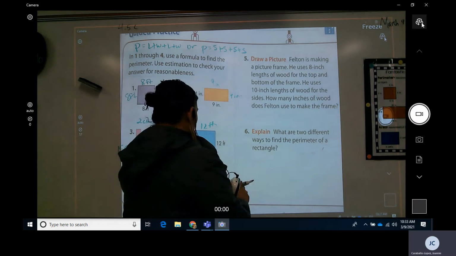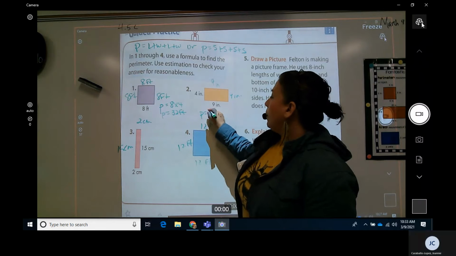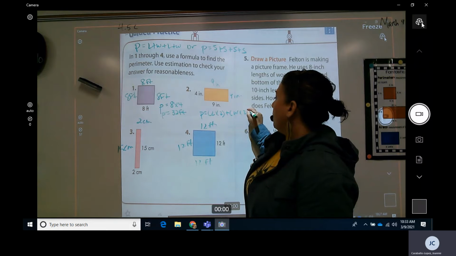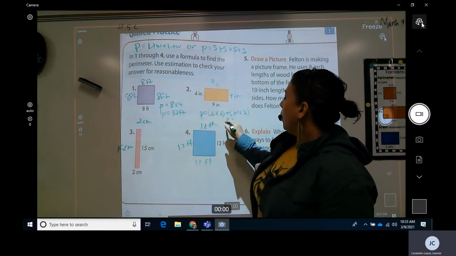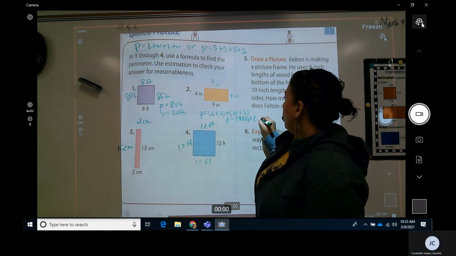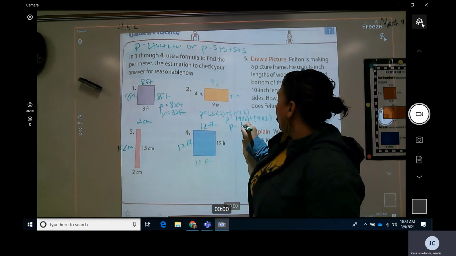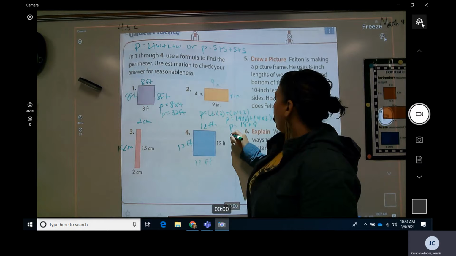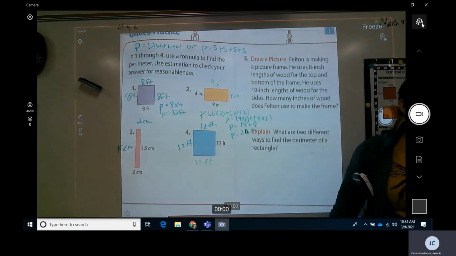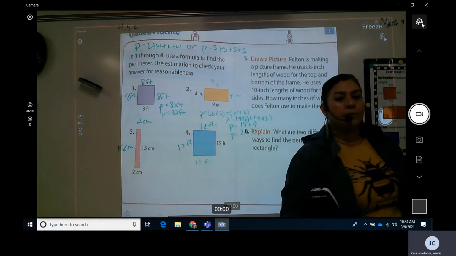All right, on number 2, what do we have? We could use P equals parentheses L times 2 plus parentheses W times 2, right? And then I'm going to plug my numbers in. What goes in the L? 9 times 2, right? Plus 4 times 2. And then work on my parentheses. That's 18 plus 8. What is my perimeter? 26 inches, correct? Do we all get that? Excellent. All right, who wants to do number 3? Go ahead.